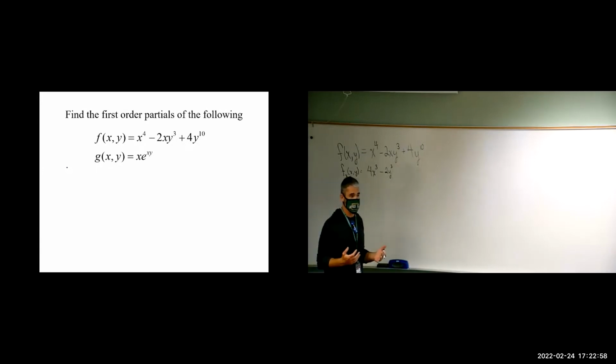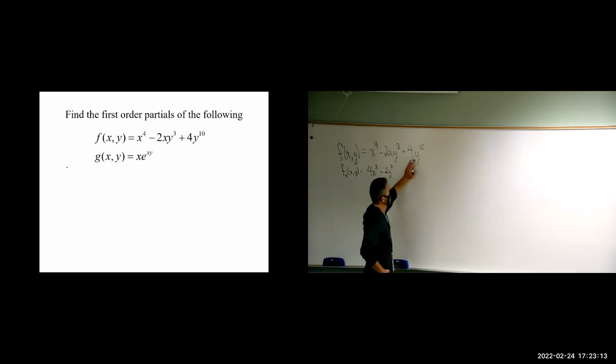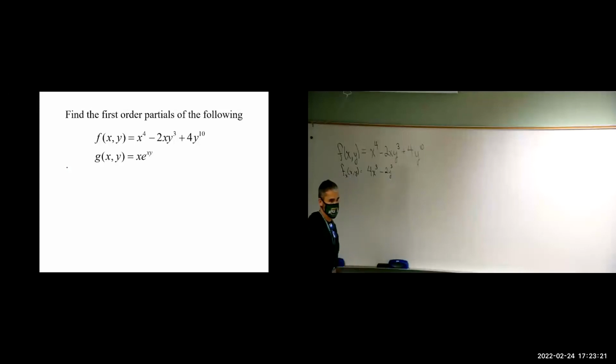It's not a product because only one of them is a variable. So if it was like 2x squared y cubed, it would be 4x y cubed? Yep. Remember, y is a constant, so 4y to the 10th is a constant. The derivative of a constant by itself is 0. F sub x is done.